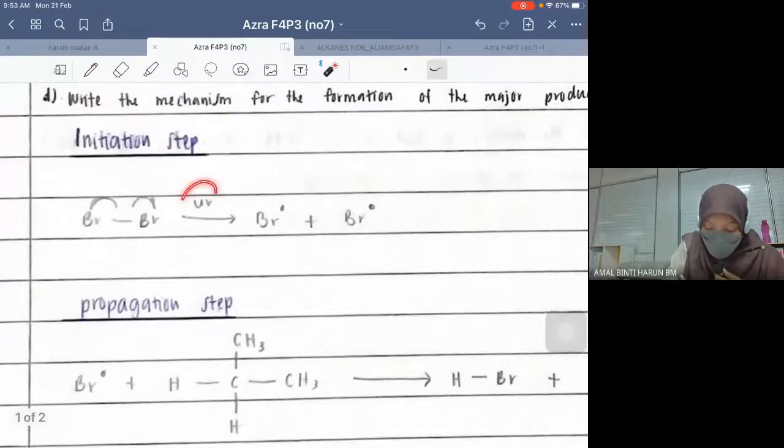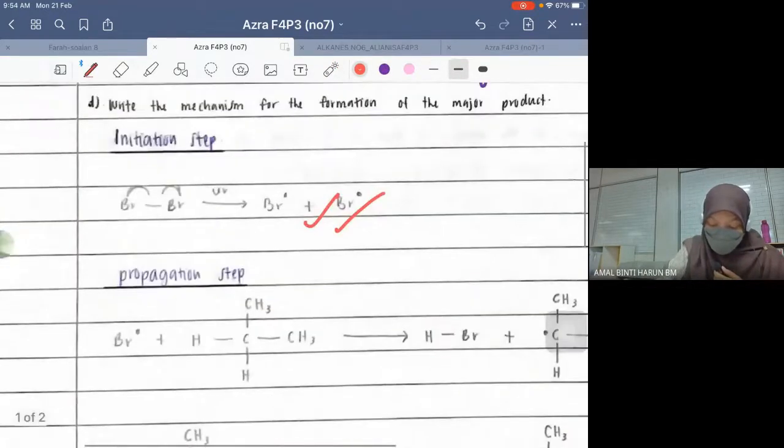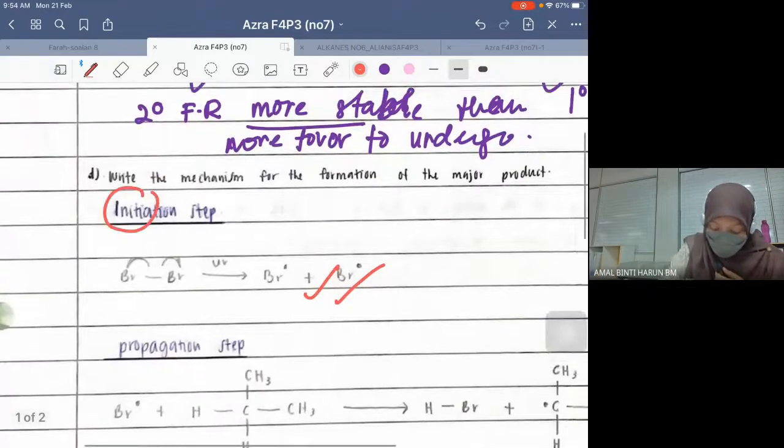We have UV. UV break bromine. So they break homolytically. Means daripada bond, satu elektron pergi ke bromine, the other electron will go to the other bromine and left the bromine to be free radical. Next is the propagation step. Okay, tengok ni initiate maksudnya nak start tindak balas tu.